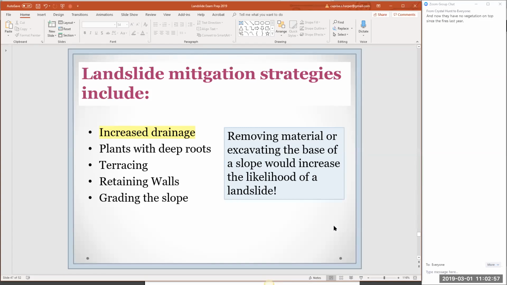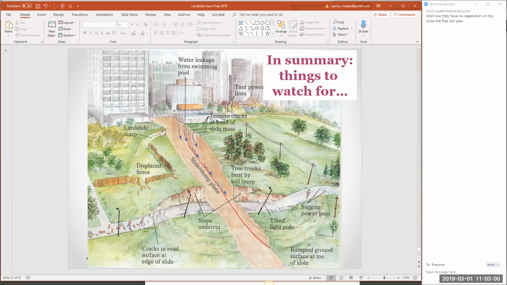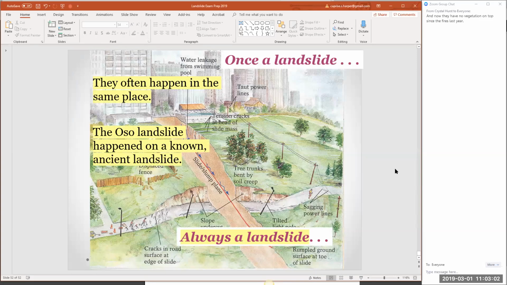Okay, we talked about that. And then, in summary, here's kind of the key facts. Again, that phrase, "once a landslide, always a landslide," is in the question bank. Just to rephrase it, they often happen in the same place.